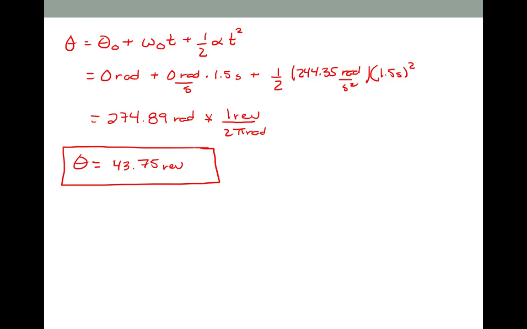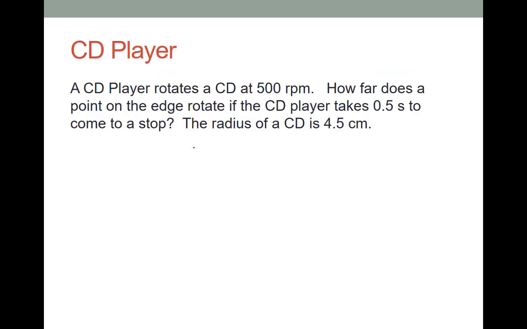For the second example, we're going to look at a CD player. A typical CD player rotates a CD at about 500 RPM. We want to know how far a point on the edge rotates if the CD player takes half a second to come to a stop. And we're told the radius of a CD is 4.5 centimeters.